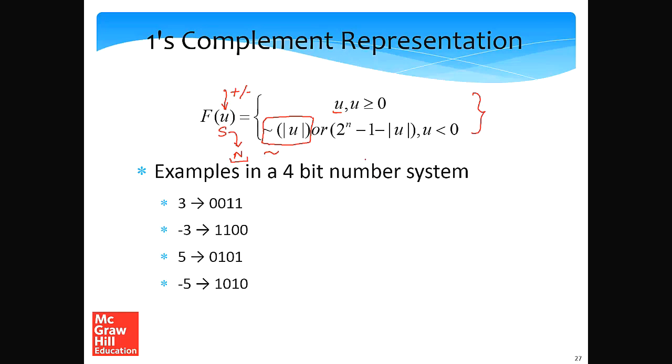Alternatively, what we can do is, you consider minus 3. How did we get here? We took 0, 0, 1, 1, and we essentially subtracted this number from this number. So if you subtract anything from 1, you actually get its complement. We can clearly see why. 1 minus 1 is 0, 1 minus 1 is 0, 1 minus 0 is 1, 1 minus 0 is 1, which is, lo and behold, the representation for minus 3. These methods are algebraically equivalent.